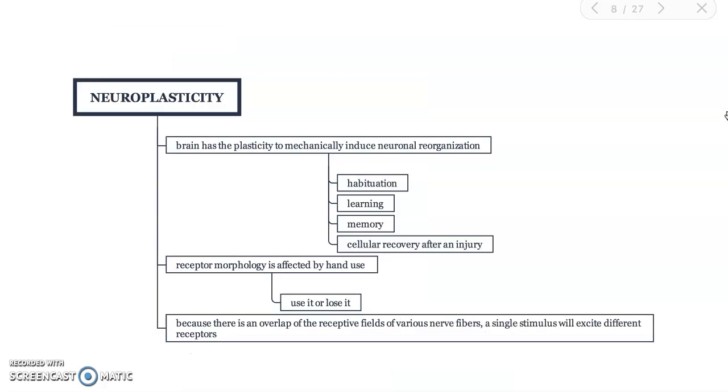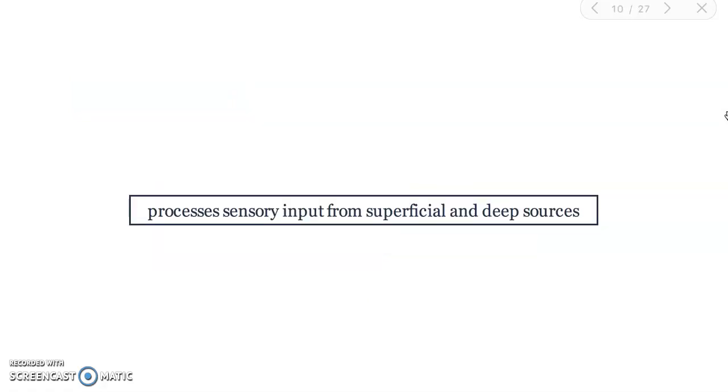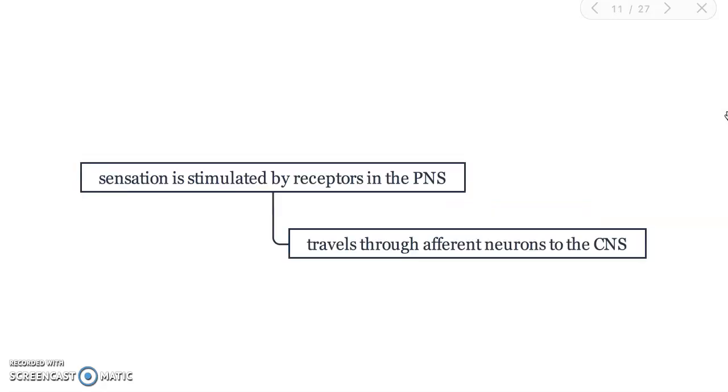Neuroplasticity. So the brain has the plasticity to mechanically induce neuronal reorganization. Instances in which this occurs include the processes of habituation, learning, memory, and cellular recovery after an injury. Receptor morphology is affected by hand use, so that concept that we know about, use it or lose it. And because there is an overlap of the receptive fields of various nerve fibers, a single stimulus will excite different receptors. So for the somatosensory system, it processes sensory input from superficial and deep sources.